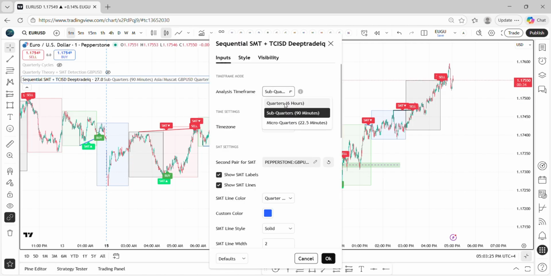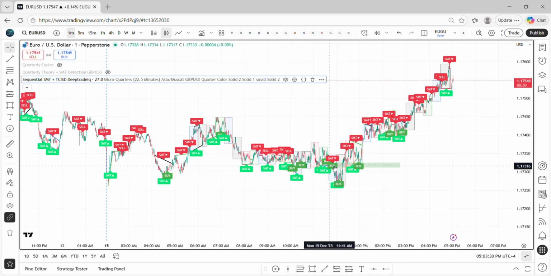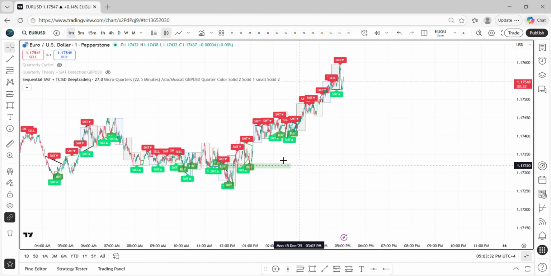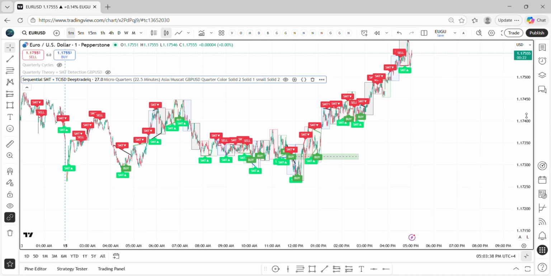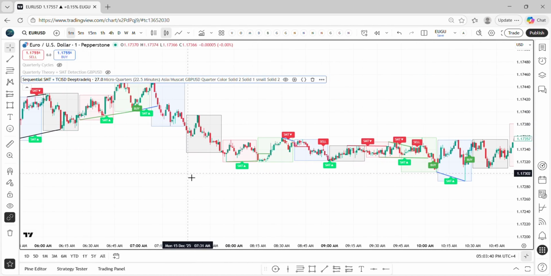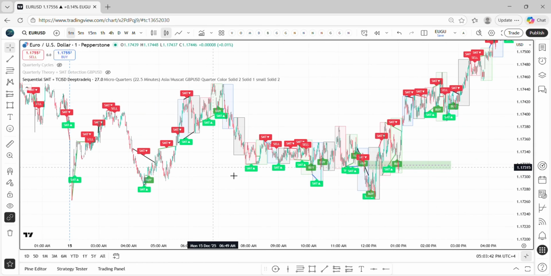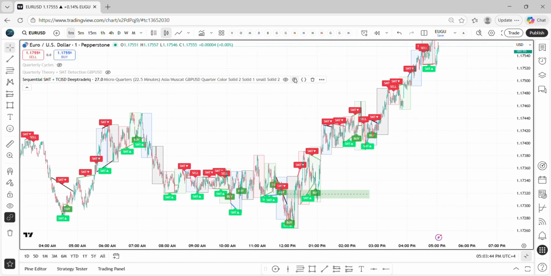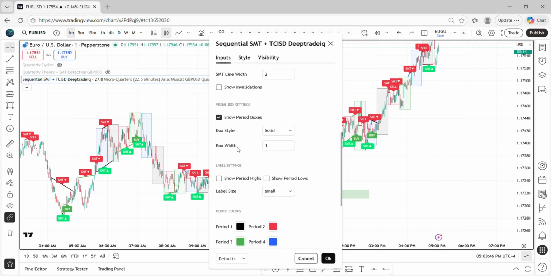Next, for the micro section, if you select micro quarters, then you will see more signals and more labels like this. Why? Because now we have moved to the microcycle, roughly 22 minutes. Okay, so these are the settings.